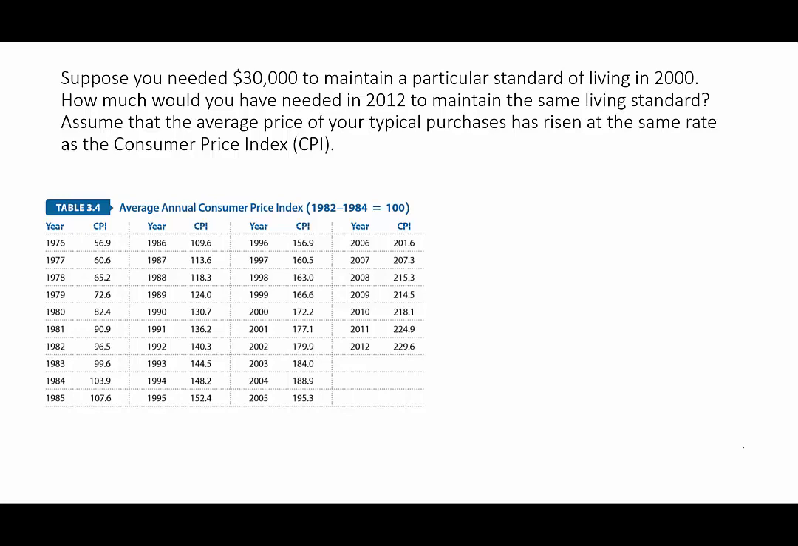So how are we going to figure this out? Well, we can use that CPI again. We want to look at the CPI in 2012 and divide it by the CPI from 2000. And then we can take that and multiply it by 30,000 to tell us what we would need in the year 2012.